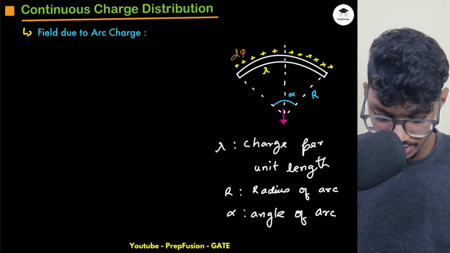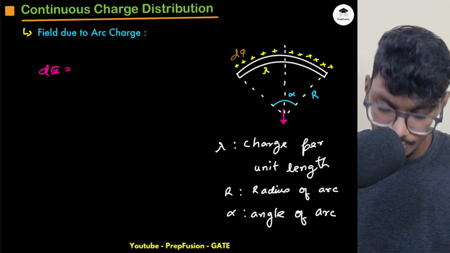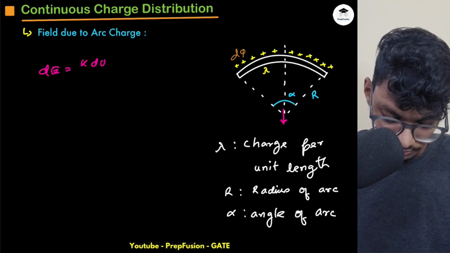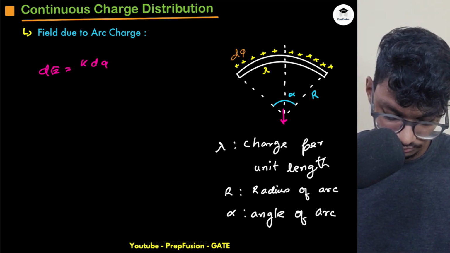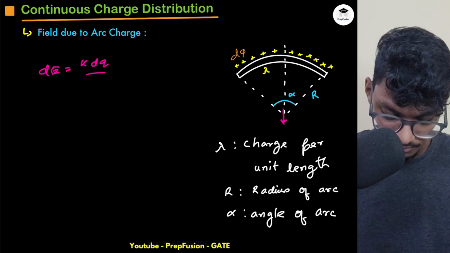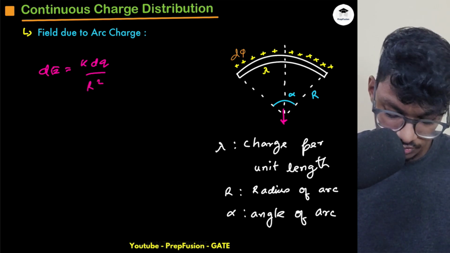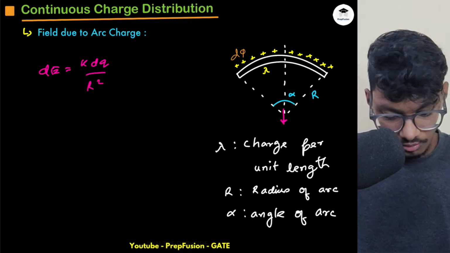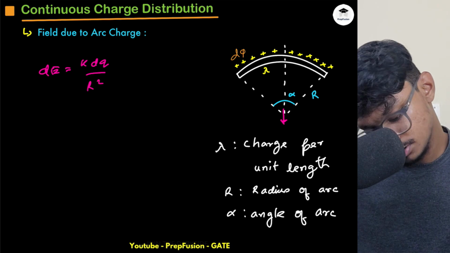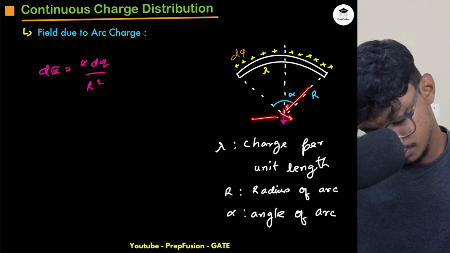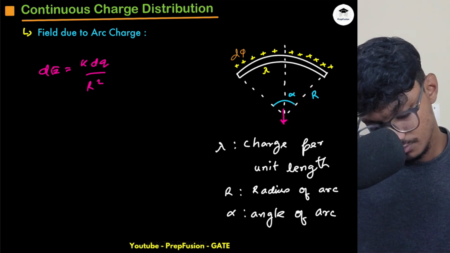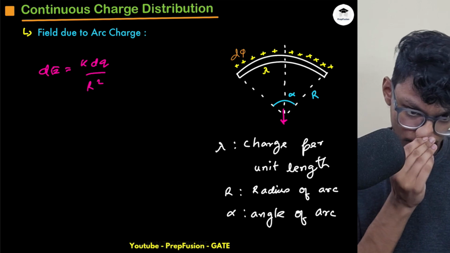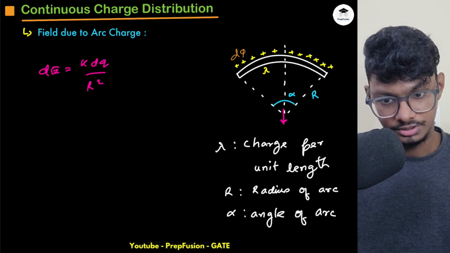Okay. So what will this be? dE will be equal to k dq by r square, right? Due to a small electric charge. What I know is that only this component of the electric field will get cancelled, right? So how will I compute it basically?